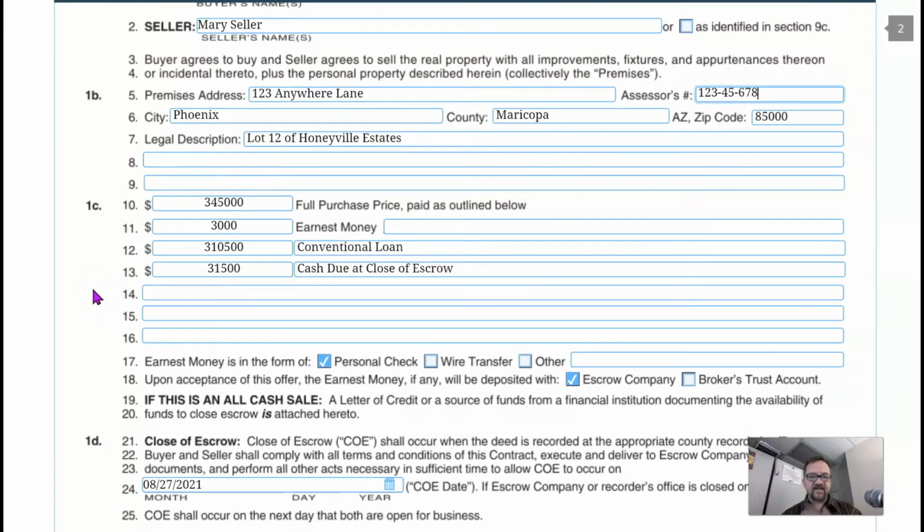Section 1C is our next section down, and this is the part that the seller's most interested in because he already knows what the property's name is. He wants to know how much he's getting paid. All right, so we have the full purchase price there on line 10.